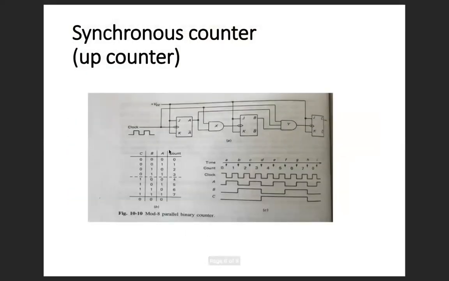So this was the circuit that we studied in the last session, a mode 8 parallel binary counter, that is an up counter, synchronous counter, where we use 3 JK flip-flops. And the clock signal is given to all the flip-flops at the same time. That's why they are known as synchronous counter.